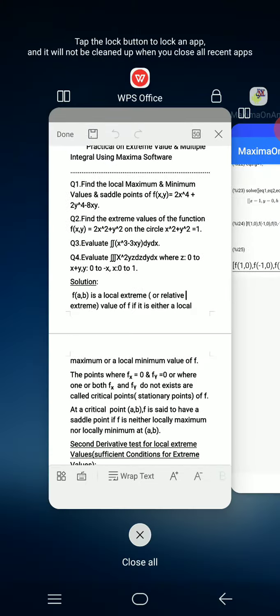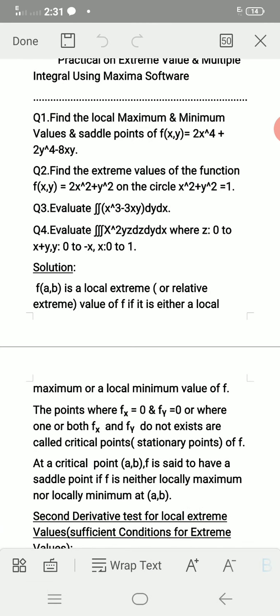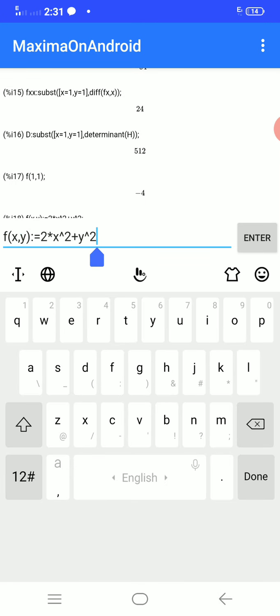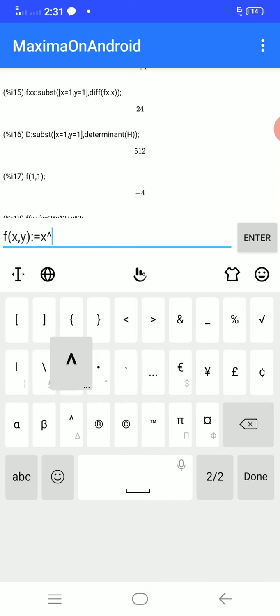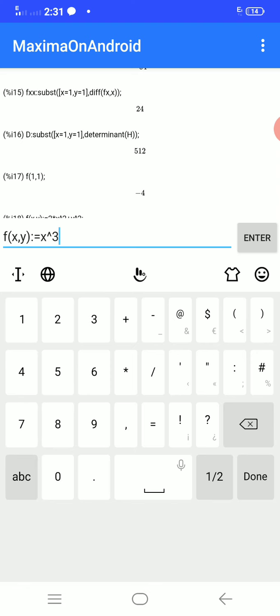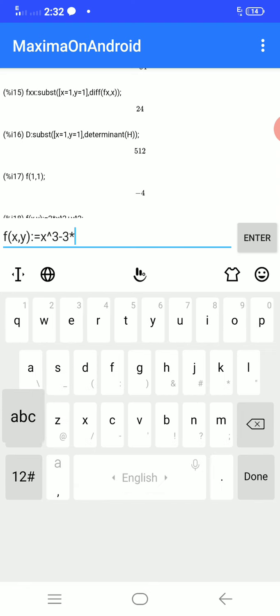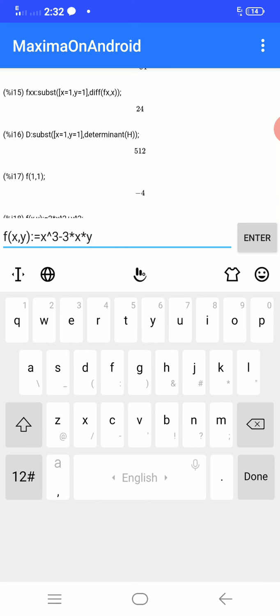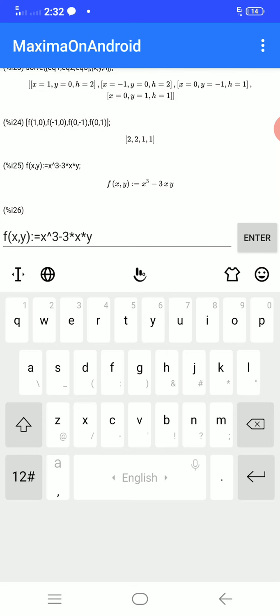Next, third example: evaluate the double integration of x cubed minus 3xy dy dx. So open Maxima software. First assign function f of x, y is equal to x cubed minus 3xy. There is multiplication between 3, x and y, so we use star for multiplication: 3 star x star y, then enter. So we get function f of x, y is equal to x cubed minus 3xy.